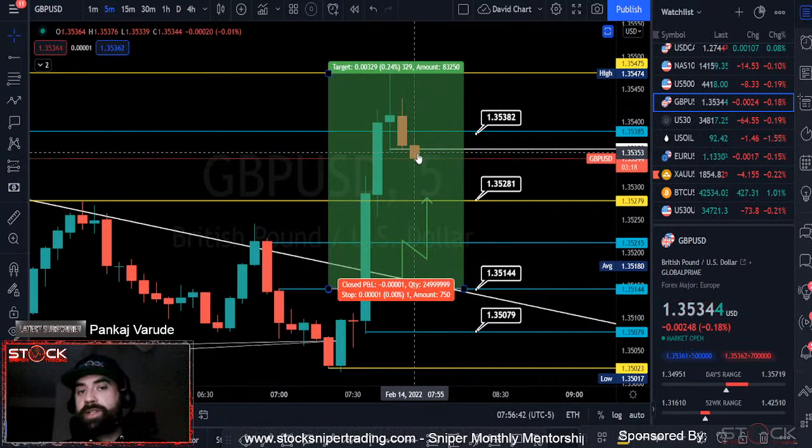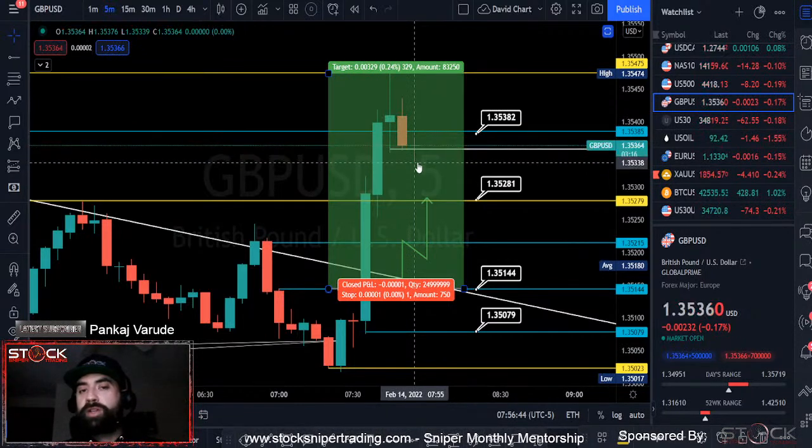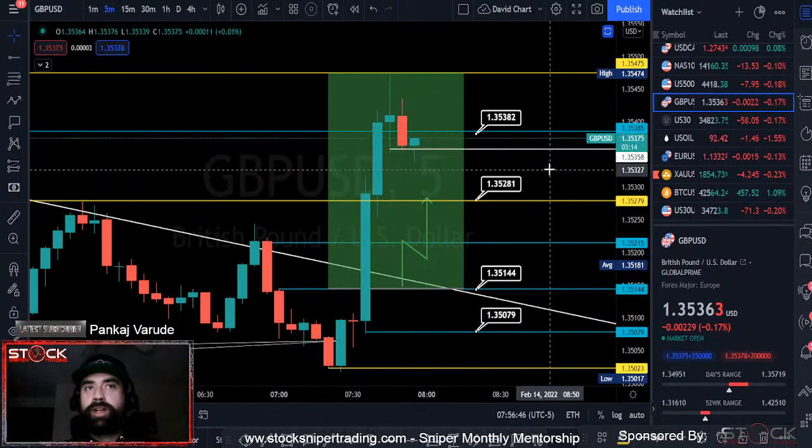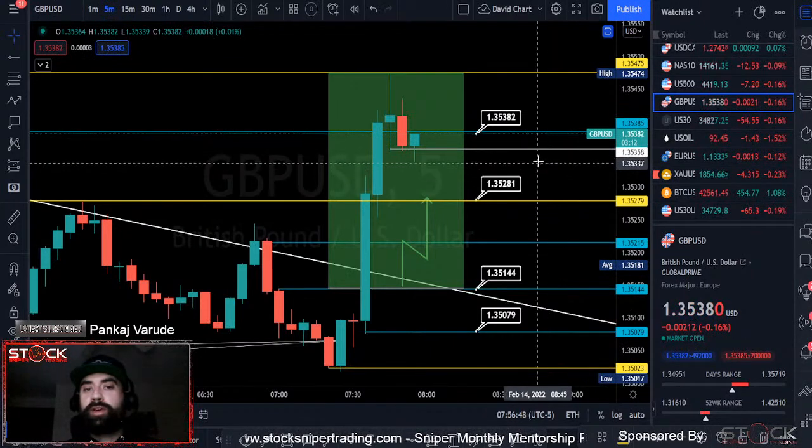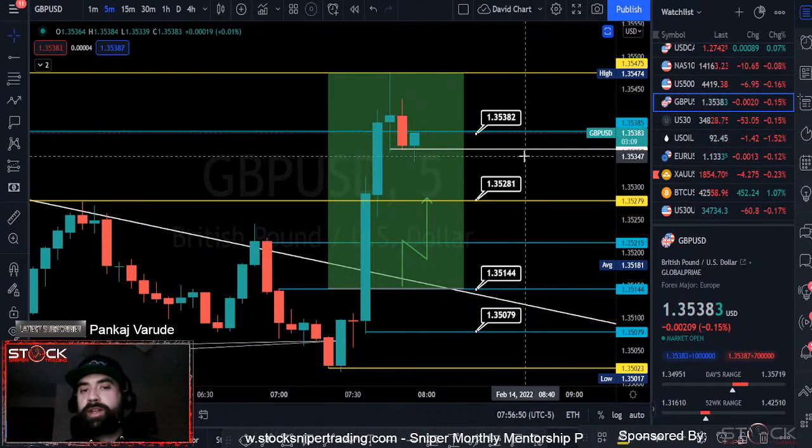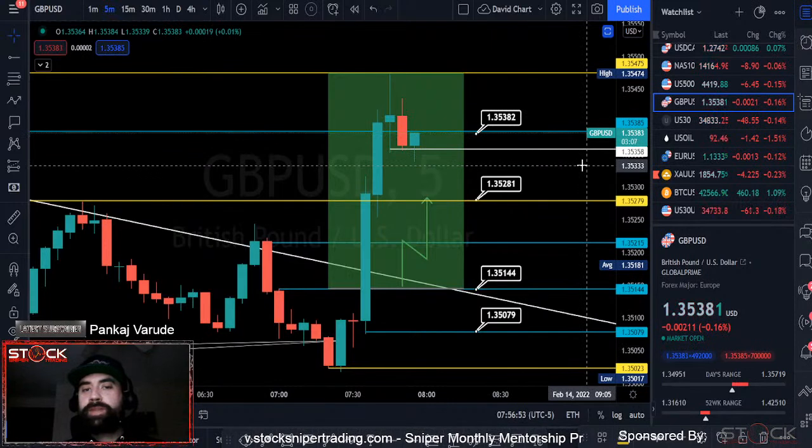Okay, so you can see what I'm talking about, guys. They're slowly starting to push it down. They're not closing below there yet, but it's slowly starting to push. All right, you can see now they flipped it. About 3 minutes.